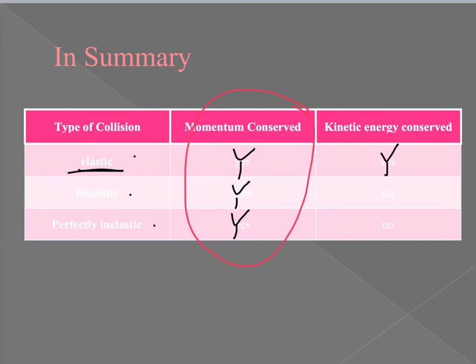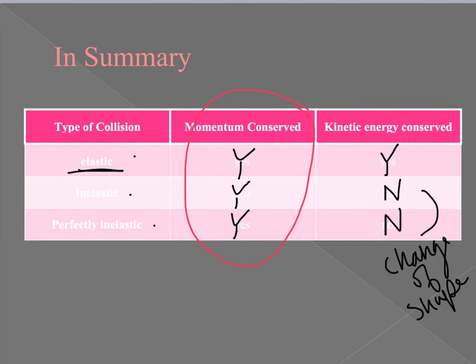So remember, in elastic collisions, there's no change of shape. So when things do change shape, like in inelastic and perfectly inelastic collisions, that change of shape uses some of the kinetic energy, ends up doing some work. And so we can't say that kinetic energy is conserved. So kinetic energy is only conserved in elastic collisions.